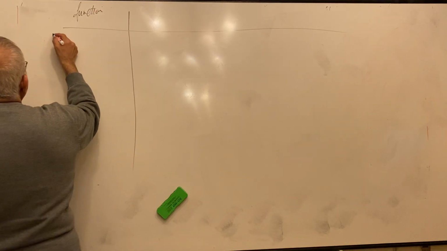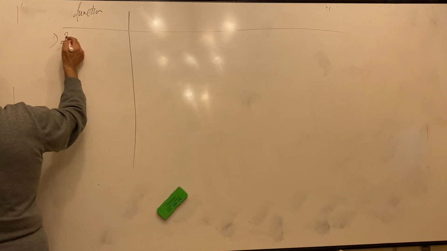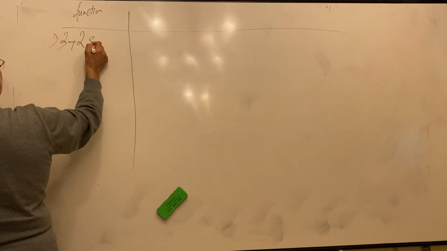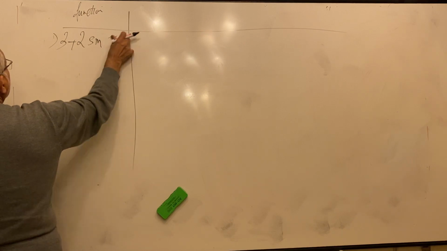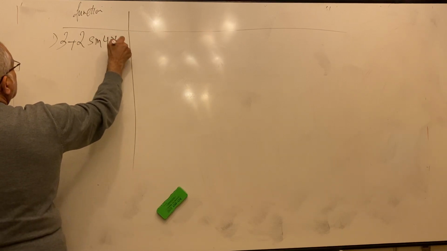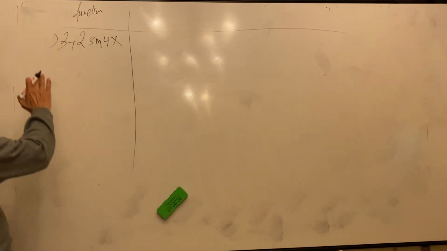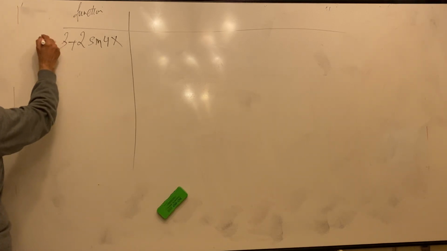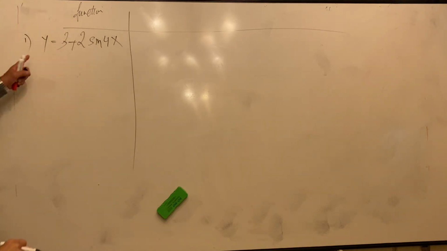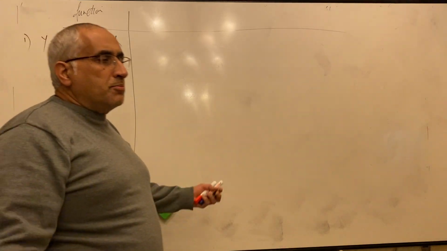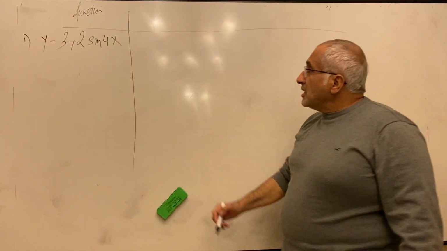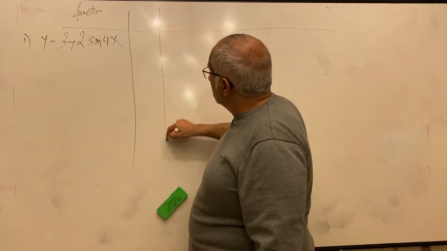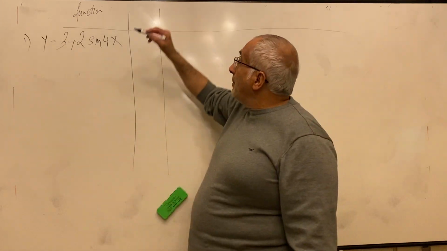Let me start with something: 3 plus 2 sine of, let's make it a little funny, 4x. And that function can be written here, y equals. I could say f of x, I could say y. y could represent height, depth, or anything you want. First thing I'm going to ask you, what is the amplitude?